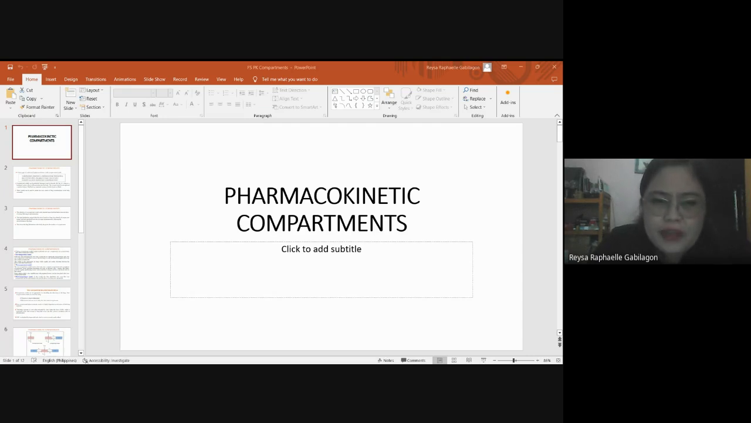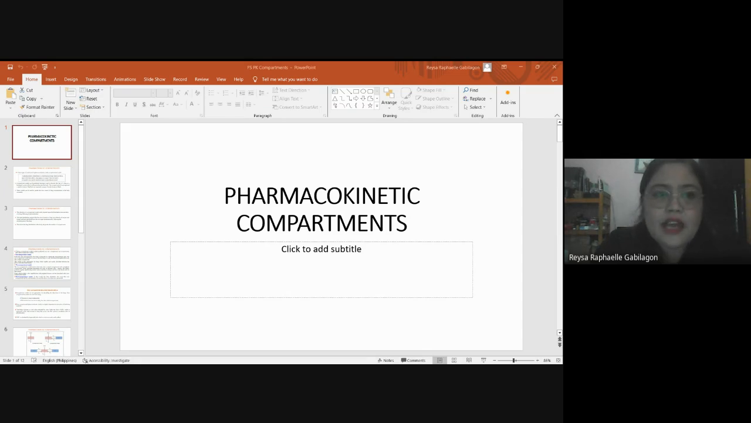If slow naman ang drug distribution, then that would mean we have greater number of compartments. So yan yung nire-represent ng ating mga compartment models. The more you have compartments, meaning yan, slower yung distribution ng drug from the blood to the tissues or organs in the body. So we have different or various compartment models na ginagamit sa pharmacokinetic study.